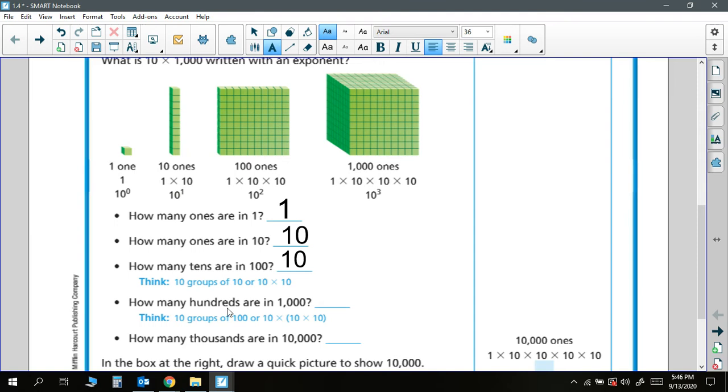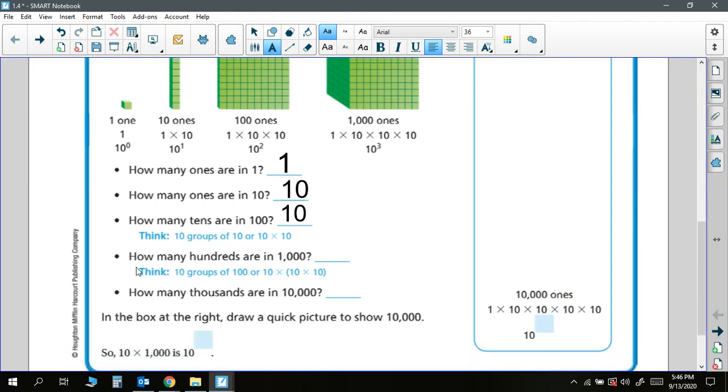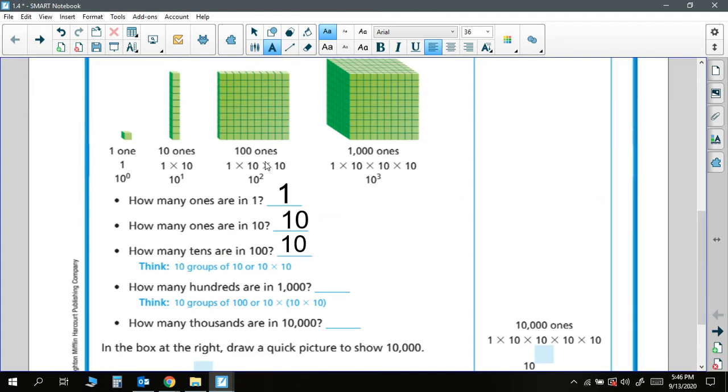So they're saying, think 10 groups of 10, or 10 times 10. That would give you 100. Okay, how many hundreds are in 1,000? So now they're saying, how many of these flats are going to be in a cube? Well, that's also going to be 10. 10 of them. So they're saying, think there's 10 groups of 100 or 10 times 10 times 10. There you have, that would be 1,000.